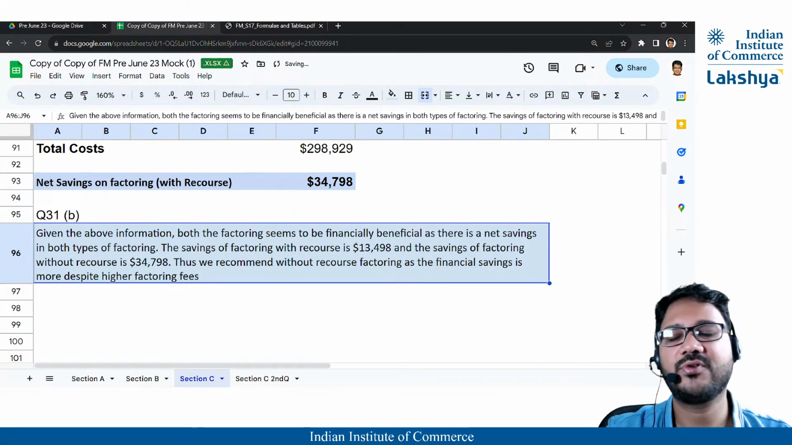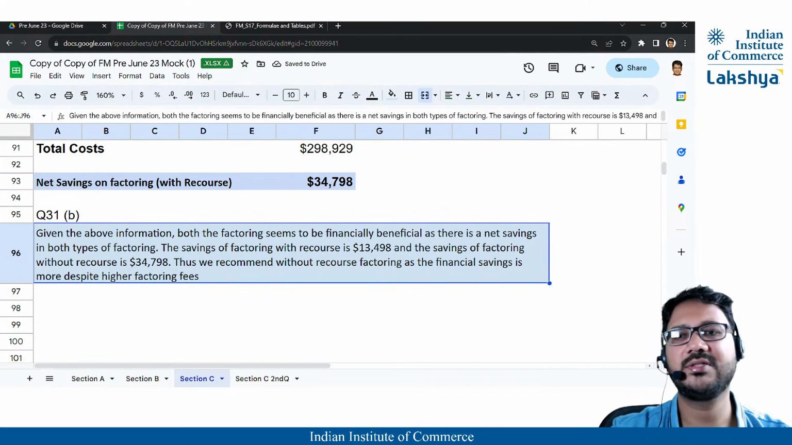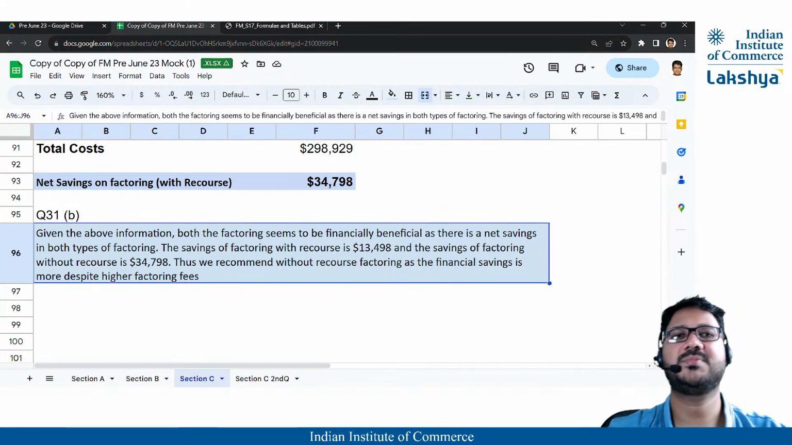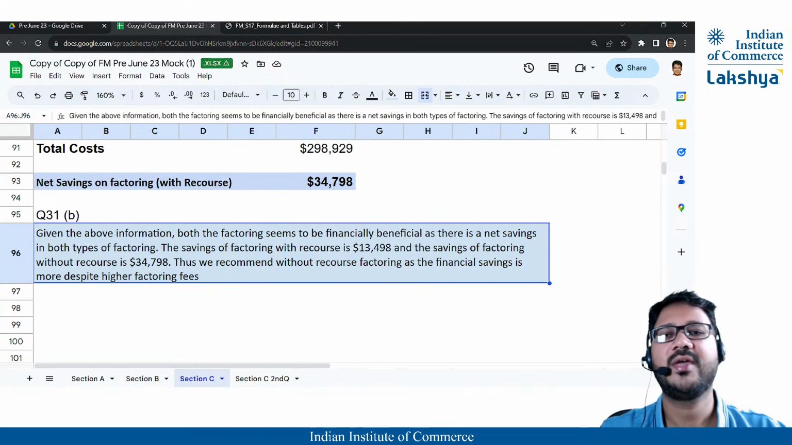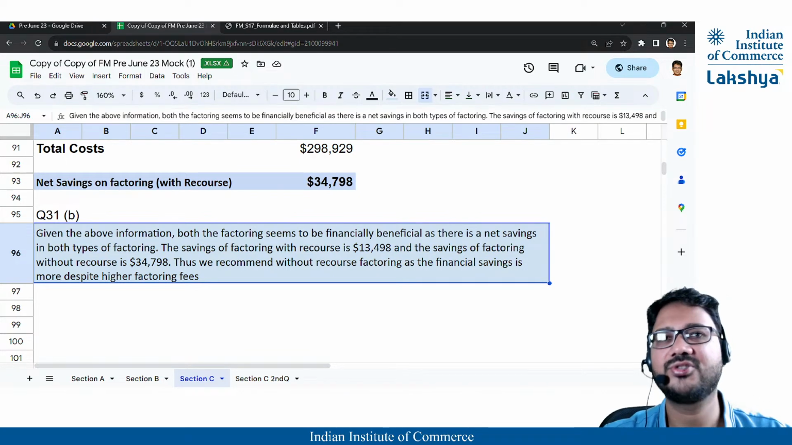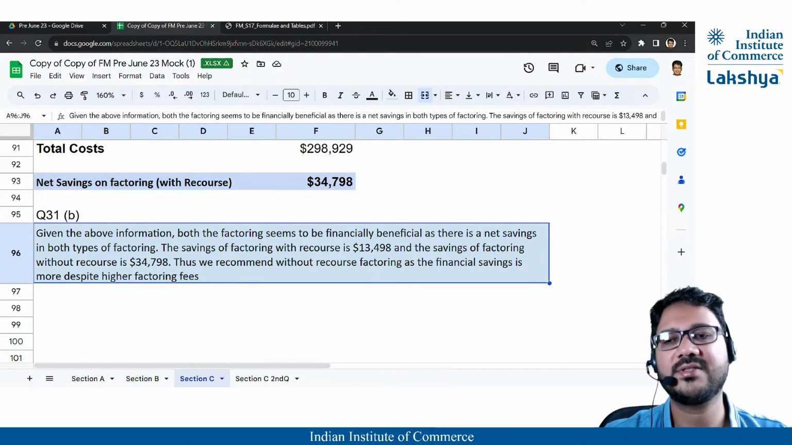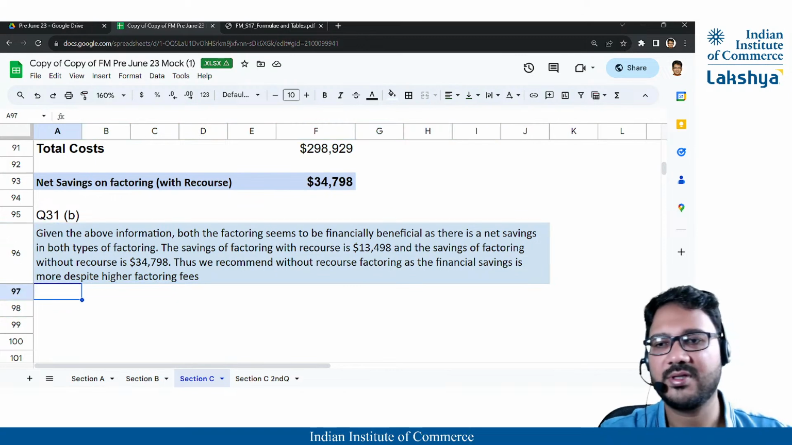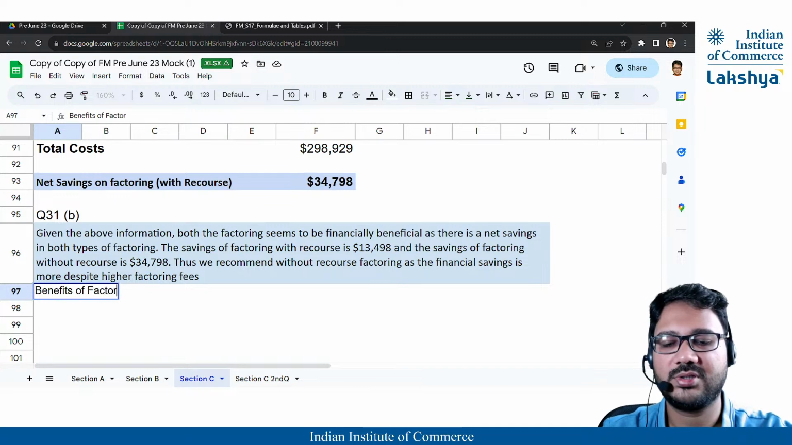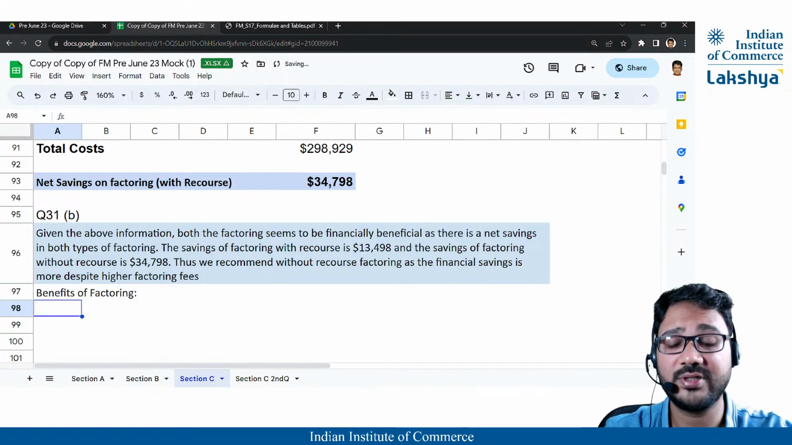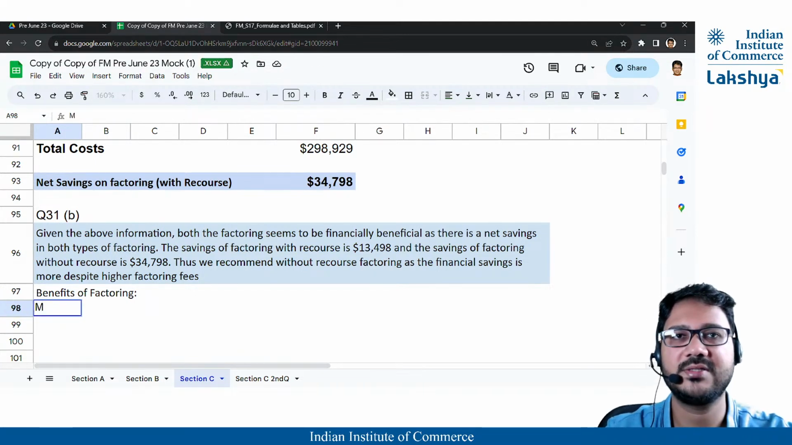And then they had asked for benefits. We have already discussed the benefits. That is, management can focus on business operations, expertise of the factoring agent, insurance against bad debts in case of non-recourse, factor financing is there, admin costs are reduced, all of that. Okay, so I'll just quickly write it, just writing the headings, so then you can expand. You shouldn't leave it as 1 point answers, write 2 lines at least.